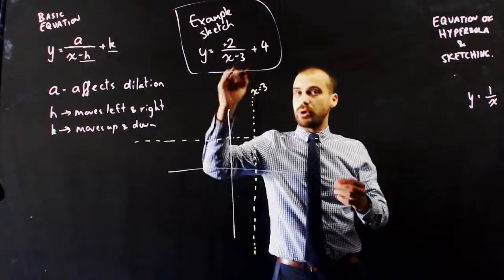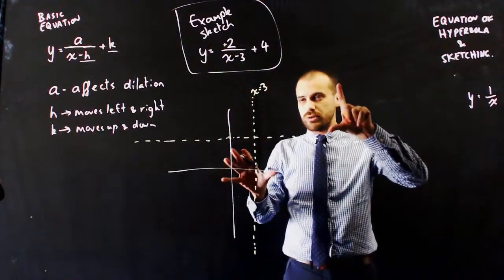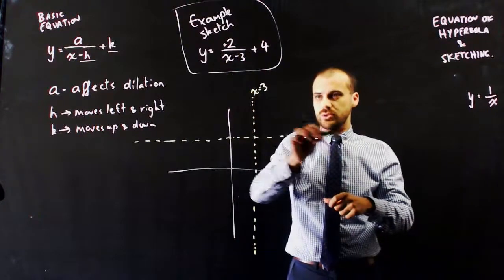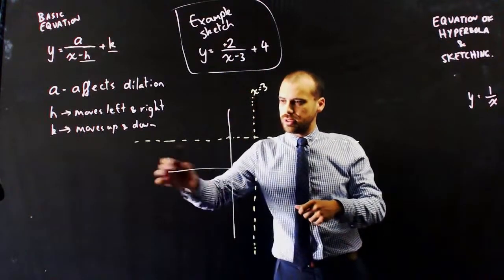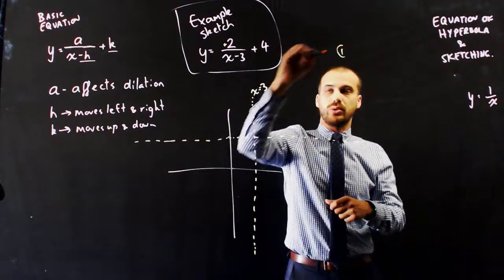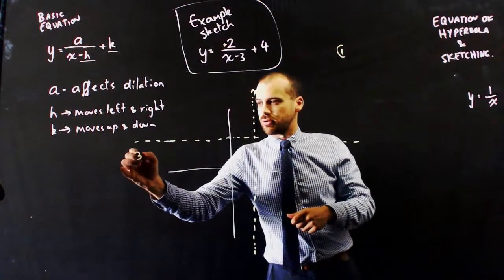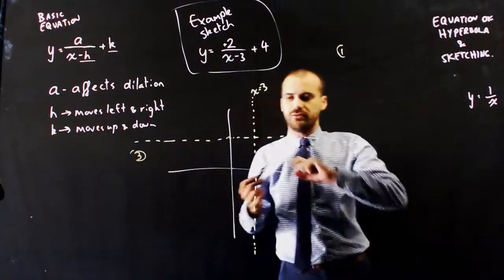The a value. Now the a value is positive. That means it's going to be a positive hyperbola. So there's going to be a curve in this quadrant and a curve in this quadrant, what we call quadrant 1 and 3. That's 1, 2, 3, and 4.